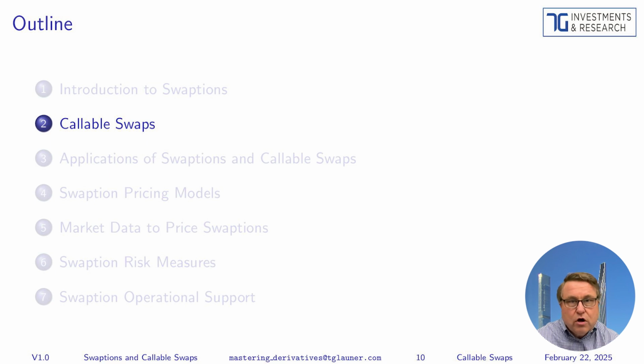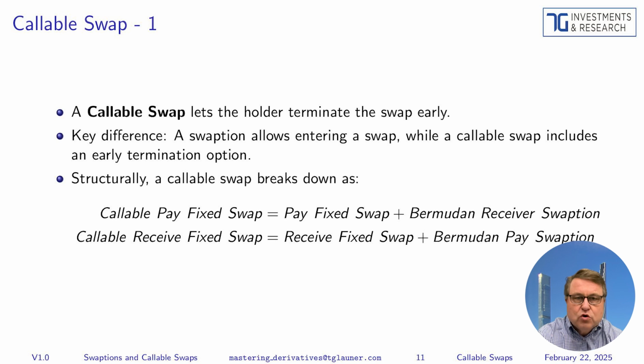Now, we're moving from a swaption to discussing callable swaps. A callable swap provides the holder with the option to terminate the swap agreement before its maturity. This feature distinguishes it from a swaption, which grants the right to enter into a swap rather than exiting one. Structurally, we can break down a callable swap into 2 components. A callable pay-fixed swap combines a standard pay-fixed swap with a Bermudan receiver swaption. Conversely, a callable receive-fixed swap combines a receive-fixed swap with a Bermudan pay swaption.